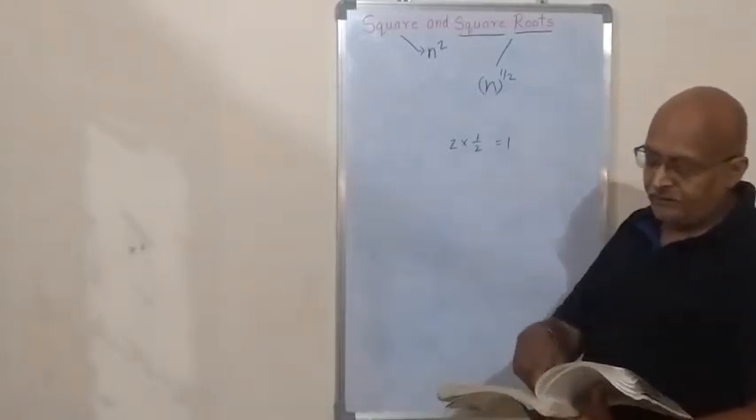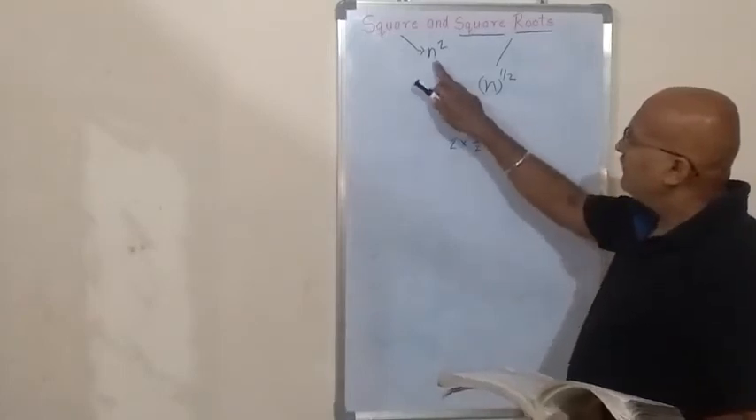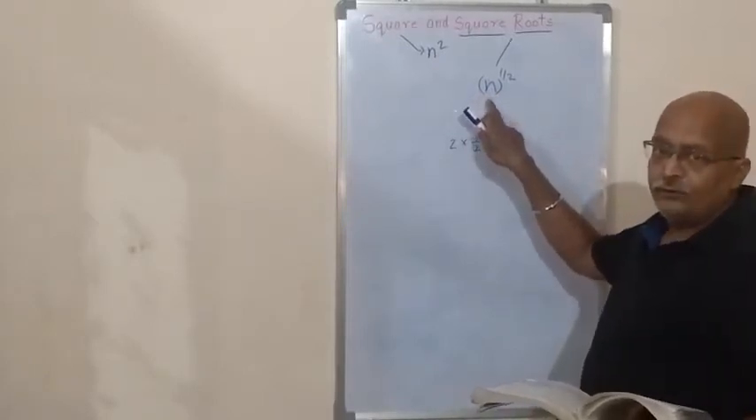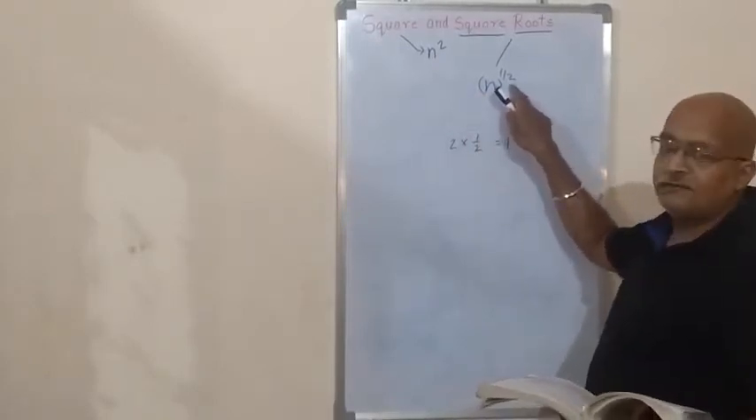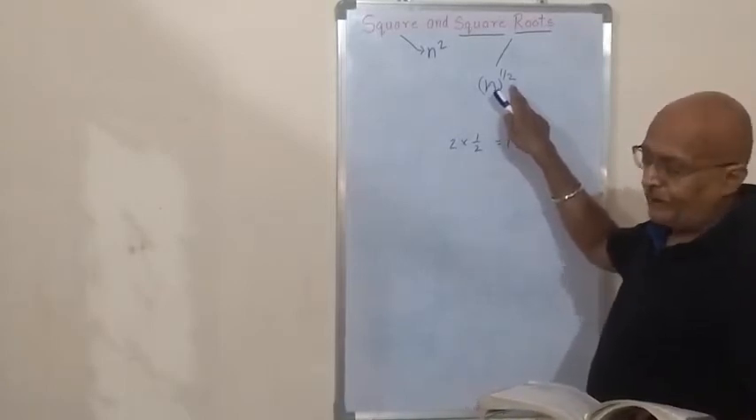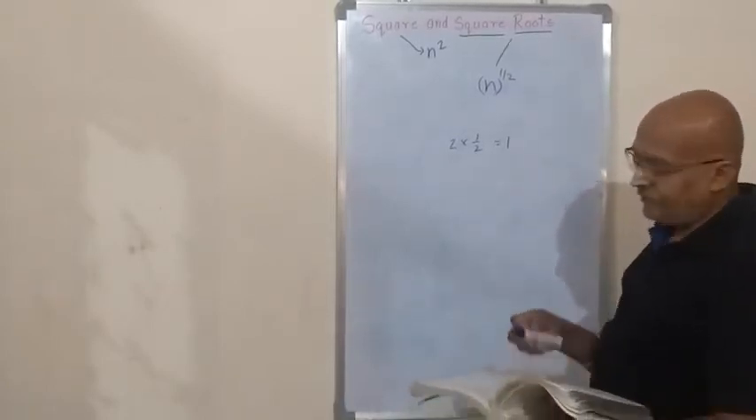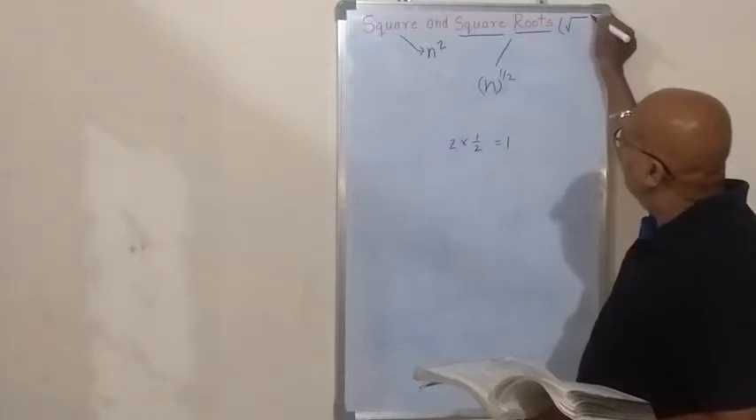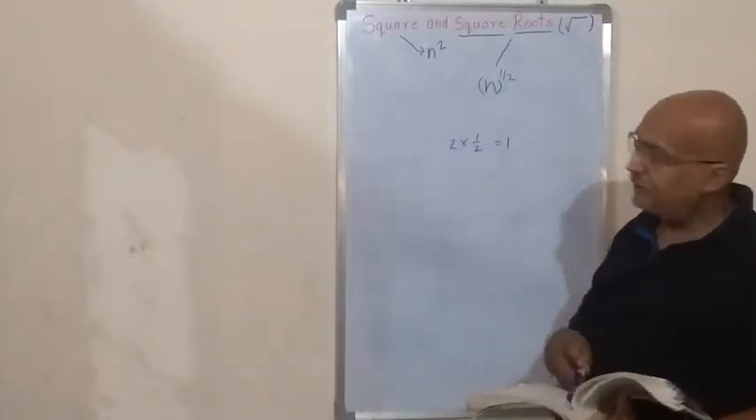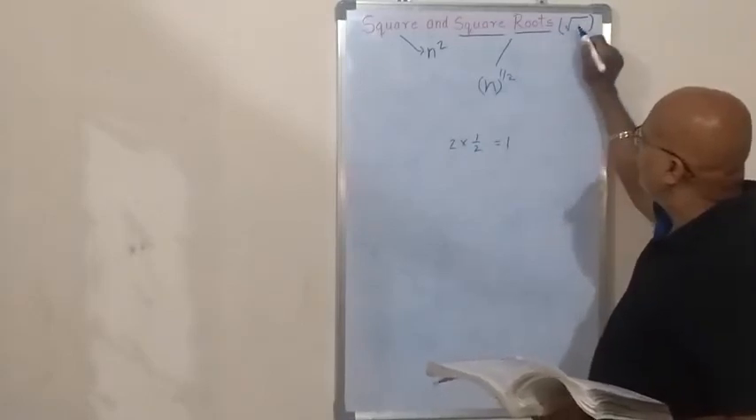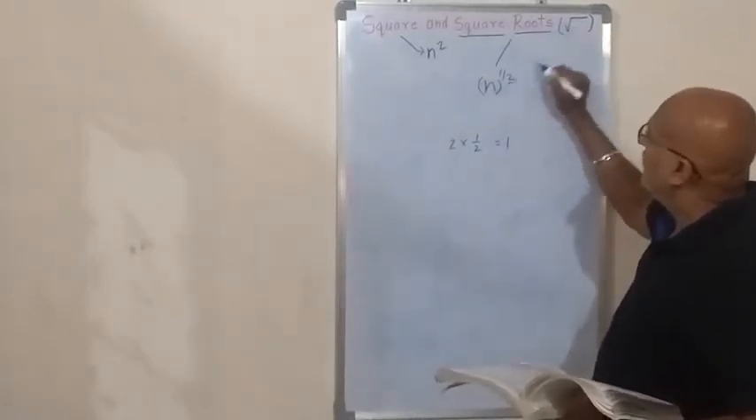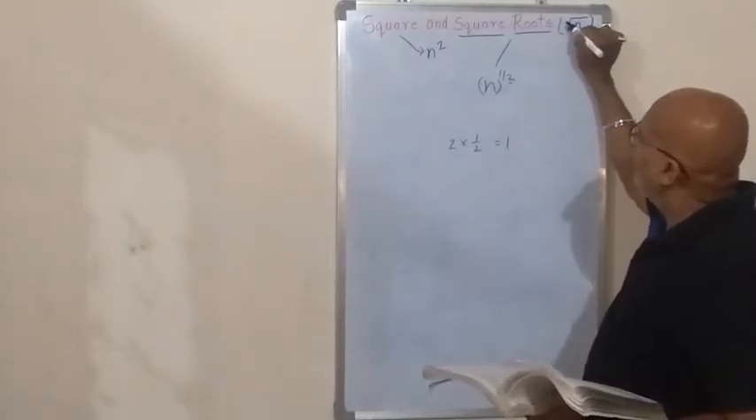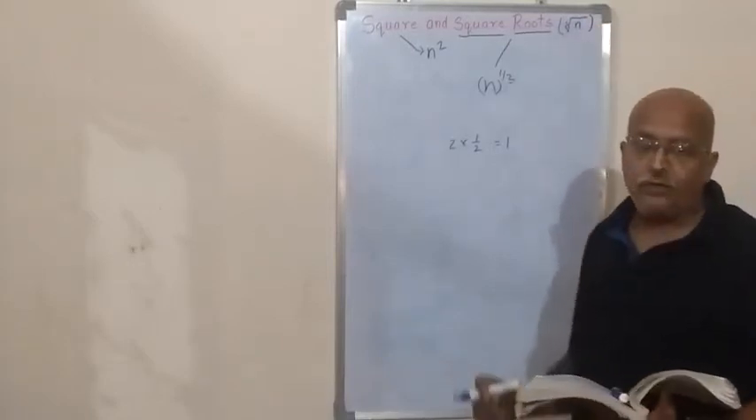So in this manner we can say that first we were taking the index 2. Now for any given number, to find the square root, we have the index 1 by 2. And this is the notation for the word root. This notation, with 2 here, means it is the second root of the given number n.